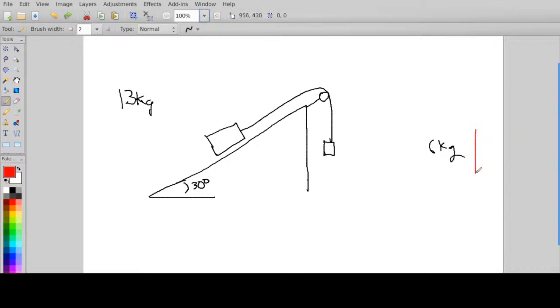Yeah, let me do it over here. The 6 kilogram is just to remind us. Okay, and we know that the 13 kilogram has to go uphill. All right, so now what? Okay, so let's do the free body diagram for this one.